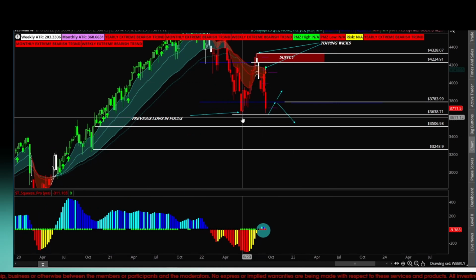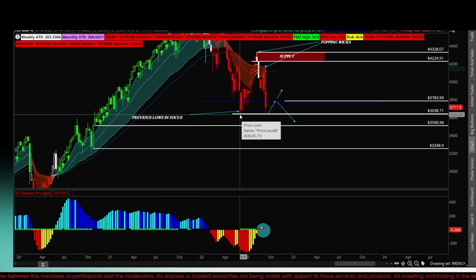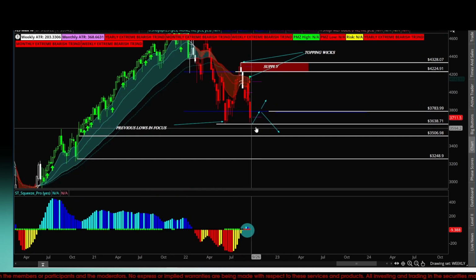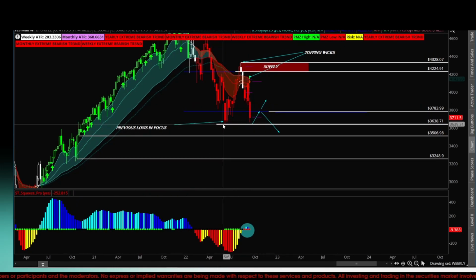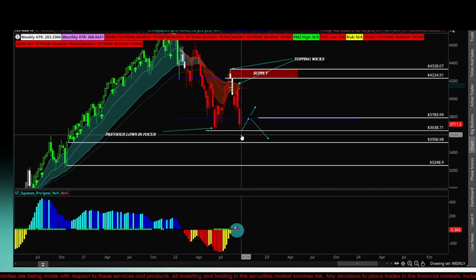Now, as far as support is concerned, again, the previous lows are in focus. You can see that level's around 36.38. If for some reason we break down below 36.38, this will not be a surprise for most technical traders. And because of that, I would imagine people would try to short this. But if I were in charge of the market, I'd quickly relief bounce that and probably catch some people with their shorts down, if you know what I'm saying.